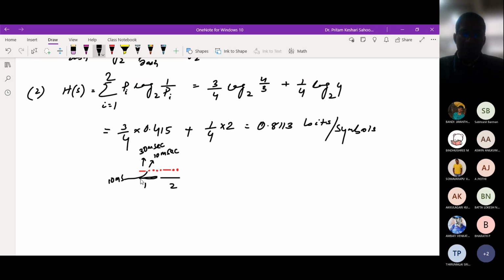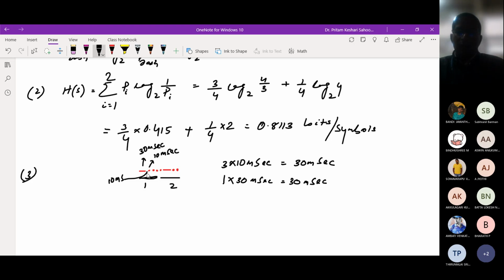So then what is the length of your code? Your code consists of 3 dots. Each dot has a length of 10 milliseconds, so that equals 30 milliseconds. And your code consists of 1 dash, and the dash has a length of 30 milliseconds. So that is 30 milliseconds.